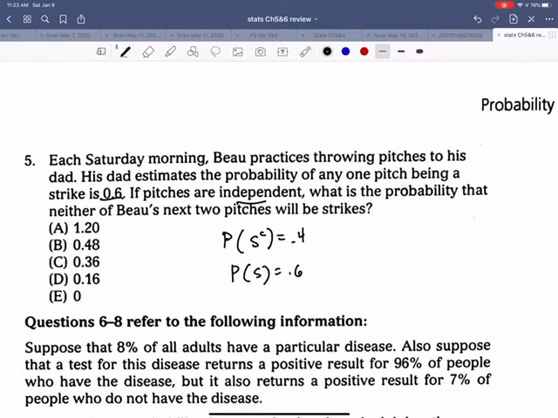Now I want to see what is the chance that neither of the next two pitches are strikes. So that would be not a strike, and not a strike. And if they're independent, we should be able to multiply these. So the probability of not a strike times the probability of not a strike, 0.4 times 0.4, we get 0.16. And that's our answer.